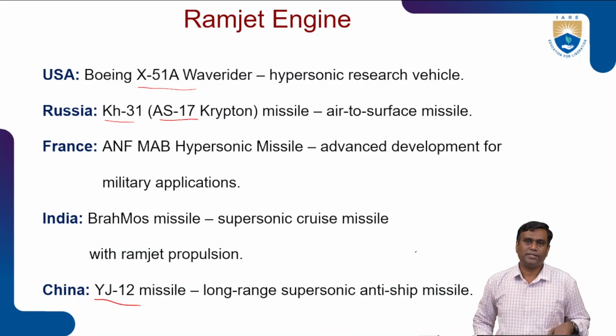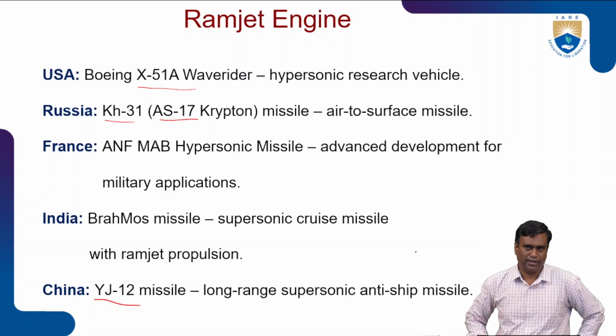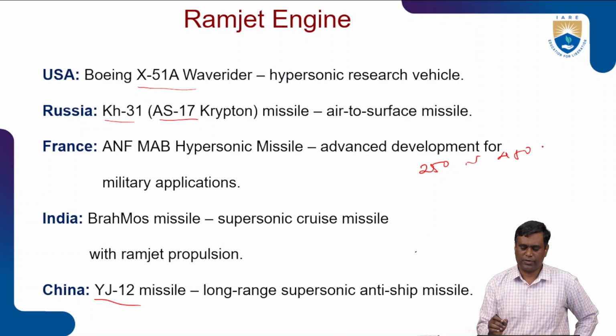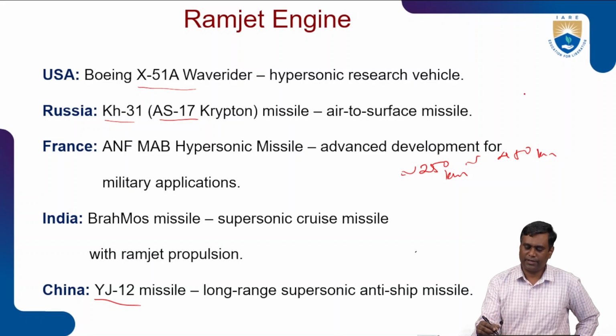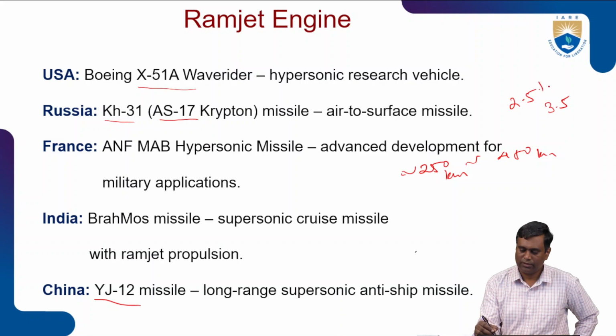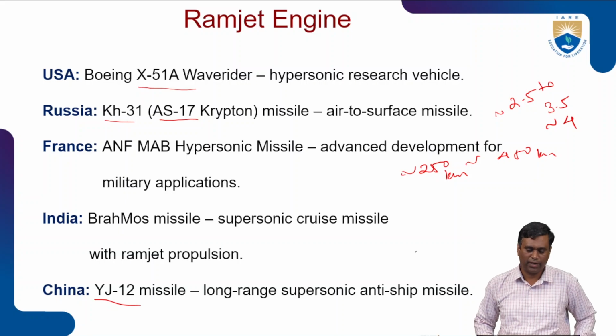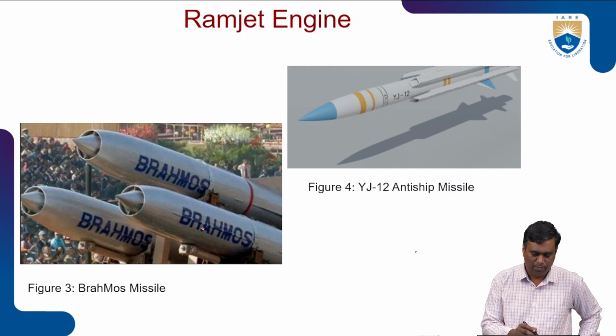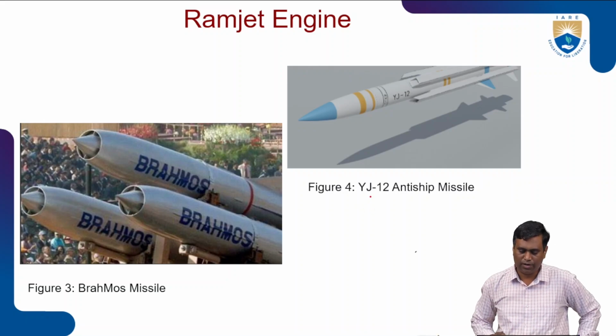These missiles operate at approximately Mach 3 or 3.5, and the range is around 250 to 450 kilometers approximately. This is the range, and speeds around 2.5 to 3.5 or 4 approximately, right? Yeah, because it varies from vehicle to vehicle. And you can see here, this is the BrahMos missile, and this is China's YJ-12 anti-ship missile.